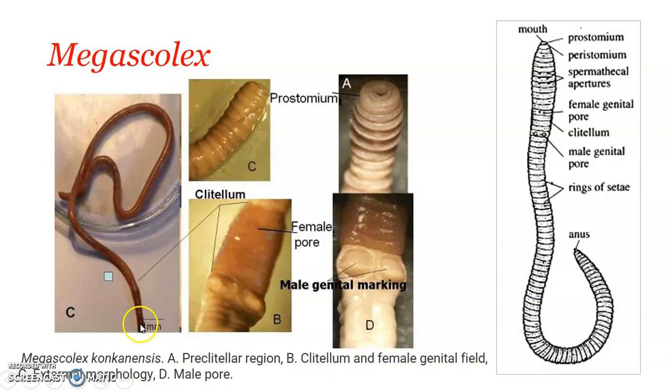Okay, and this is the anterior part, with the clitellum, and the posterior part. The anterior terminal mouth is surrounded by the prostomium, and then almost like the 14th to 17th segment, it forms the clitellum. So this is about the Megascolex.